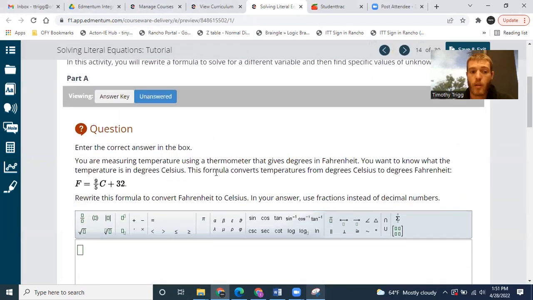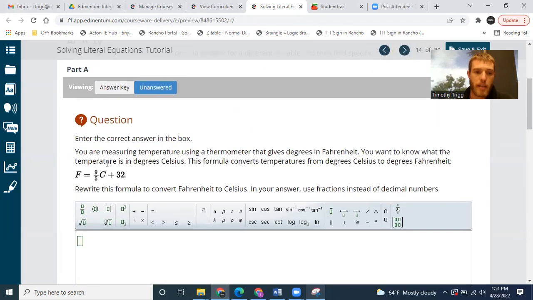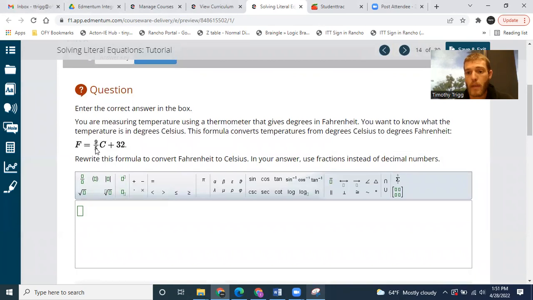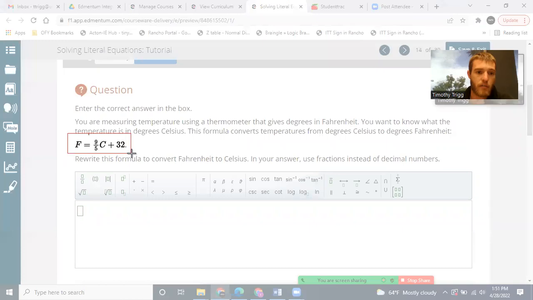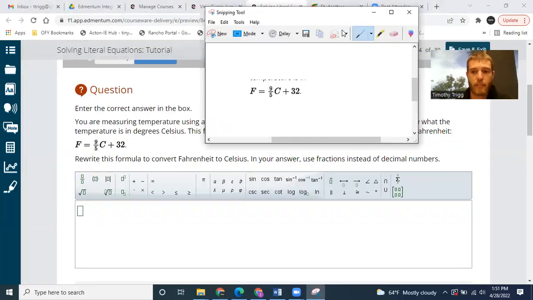So here is a formula that you may have seen before. This is the formula to change from degrees Celsius to degrees Fahrenheit. So as you may already know, in the United States, we use Fahrenheit, but in most other countries and areas around the world, they use Celsius. So what's the formula for changing Celsius to Fahrenheit? Well, that's this formula here.